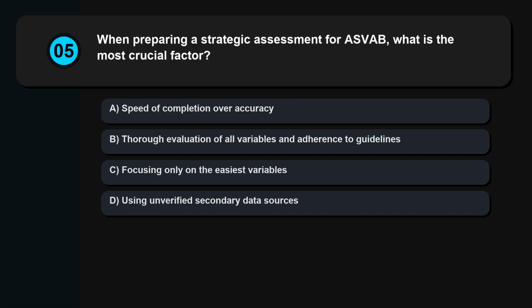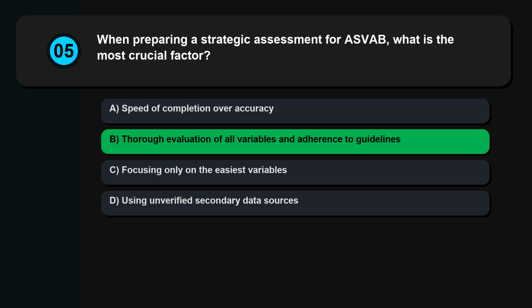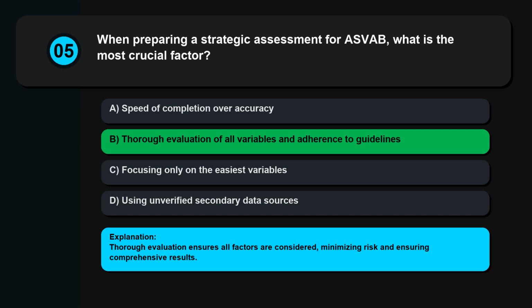Question 5. When preparing a strategic assessment for ASVAB, what is the most crucial factor? Speed of completion over accuracy, thorough evaluation of all variables and adherence to guidelines, focusing only on the easiest variables, using unverified secondary data sources. Thorough evaluation ensures all factors are considered, minimizing risk and ensuring comprehensive results.